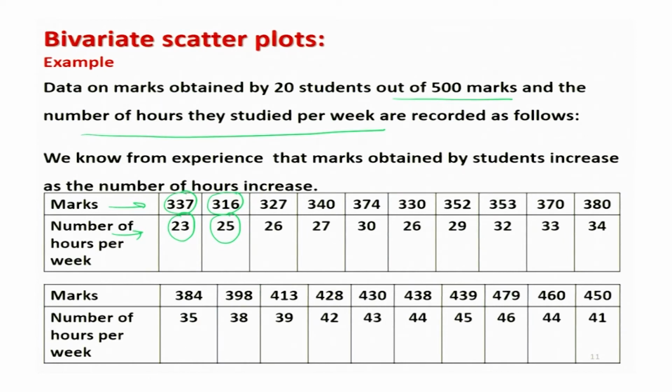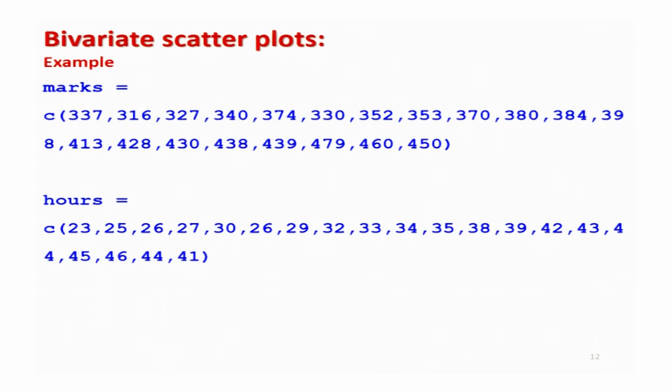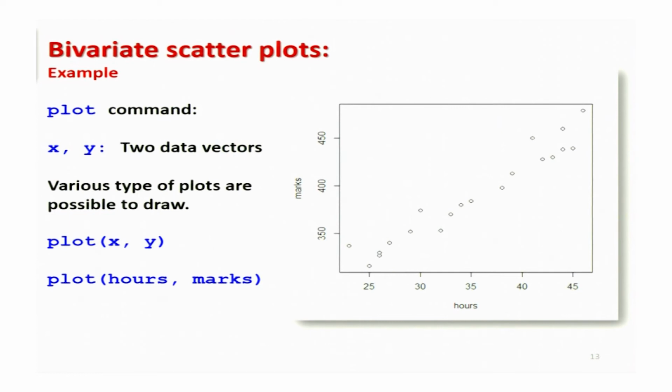So all this data is here, and I have compiled it into two different data vectors, one for the marks and one for the hours. The relationship is very simple. The value at the first position in marks corresponds to the number of hours studied by student number 1, and so on. Now I have two data vectors, and I use the command plot. I simply use plot x, y. So I use plot hours and marks.